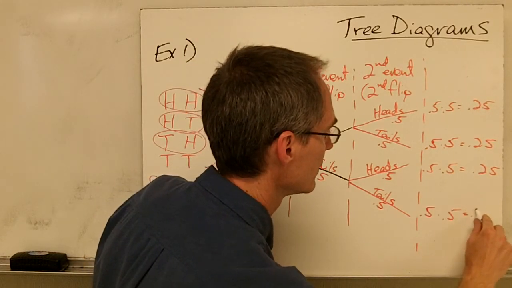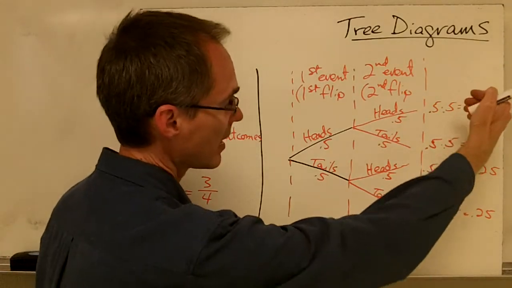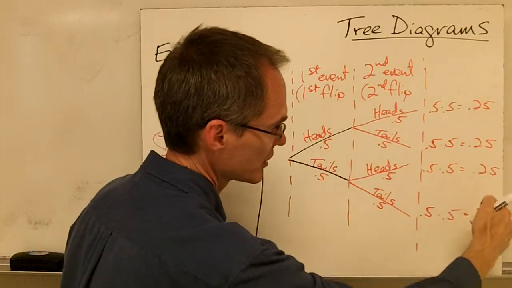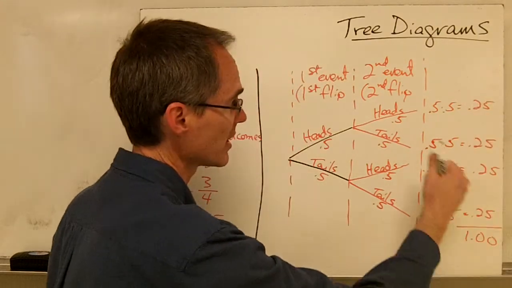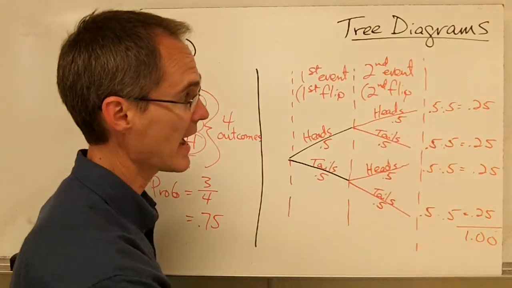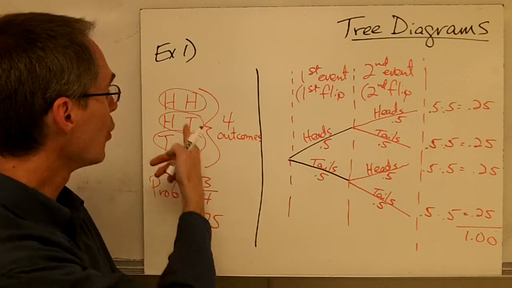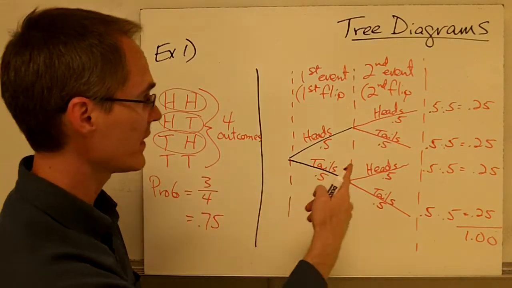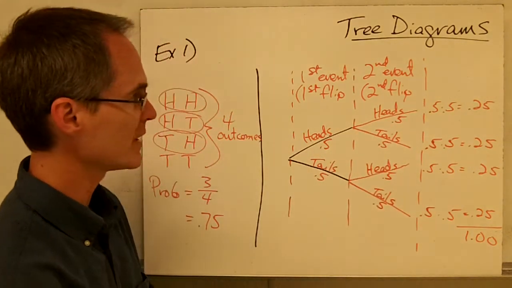0.5, which is 0.25. And notice that if I add up all of the probabilities of my 4 outcomes, I would just get 1. In other words, the probabilities of all of my possible outcomes have to add up to 1, because that's all of the outcomes that I have. And if I wanted to calculate the probability of getting heads at least once, well then I would just find which one of these 4 sets of branches gives me heads at least once.